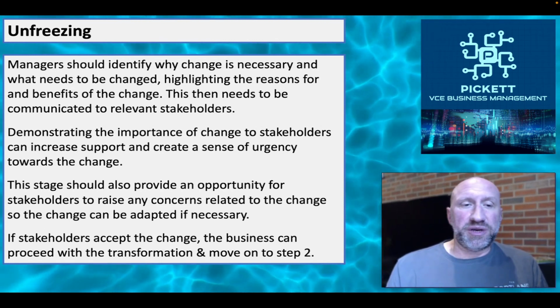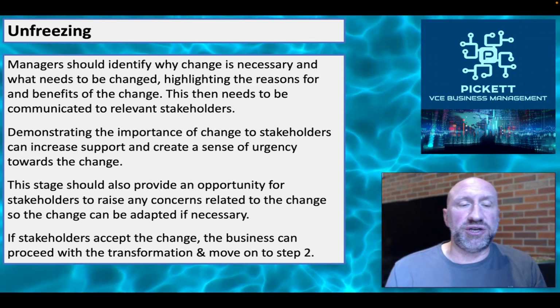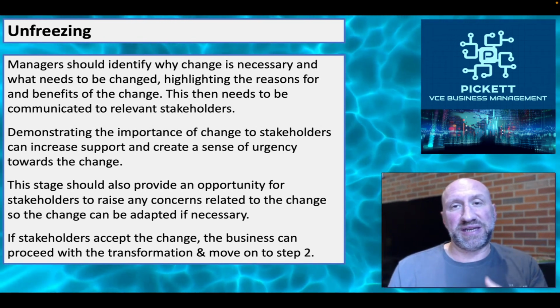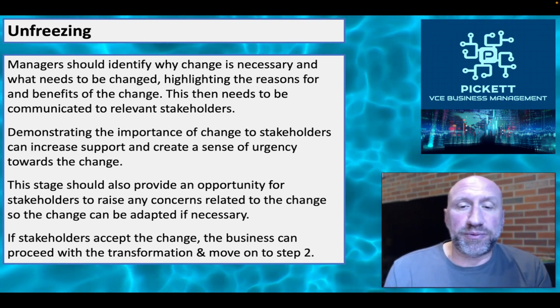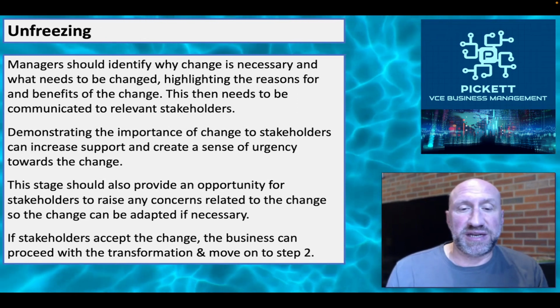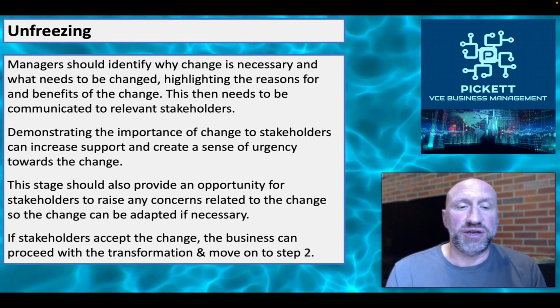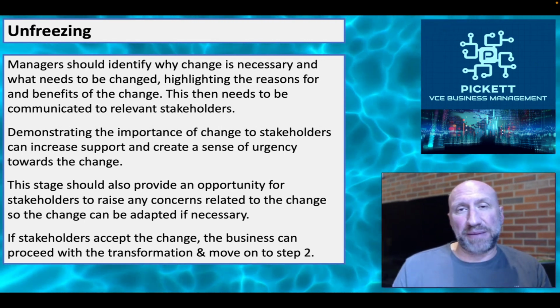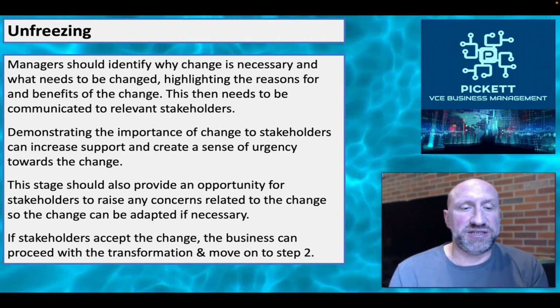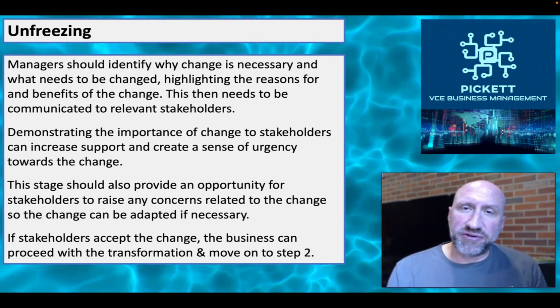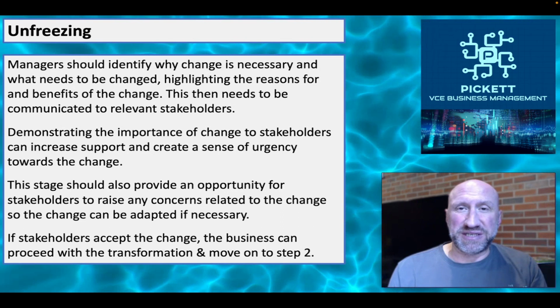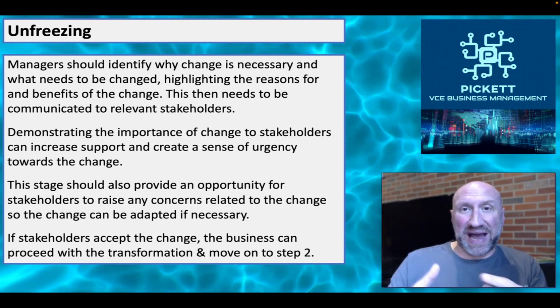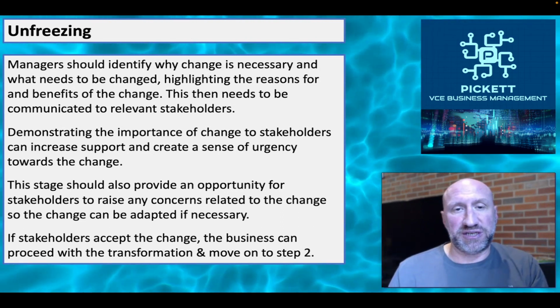That's therefore going to increase the support for the change and create this sense of urgency that we need to get the change done. This stage also provides, or should provide, an opportunity for stakeholders to raise any concerns related to the change so that the change can be adapted, tweaked if necessary. And the theory goes that if stakeholders are ready to accept the change, the business can then proceed with the actual change and move on to step 2.